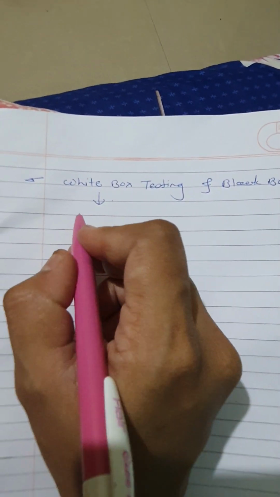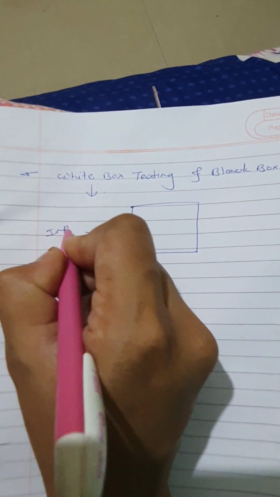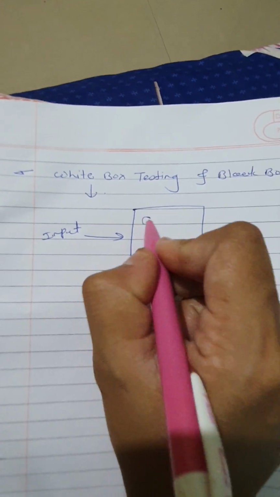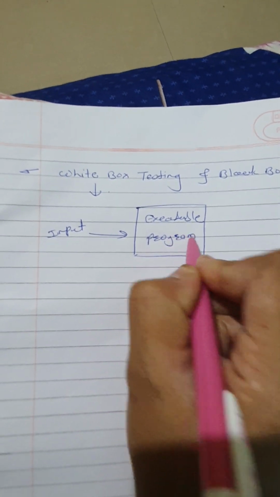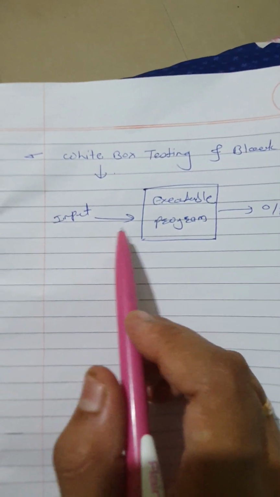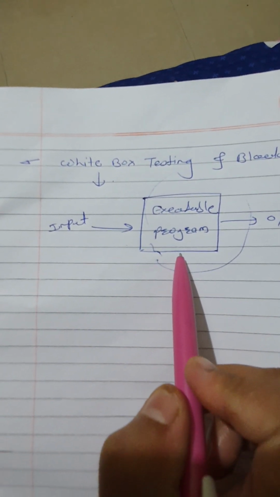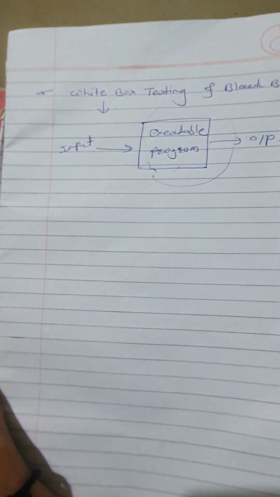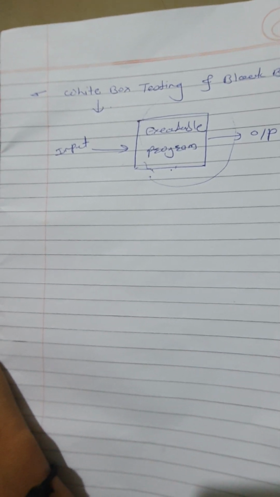White box testing means, suppose this is the input. This is your executable program. Executable program means source code, and this is the output. White box testing plays a major role in this particular block, meaning the executable source code or executable program. So white box testing is one type of testing used to identify errors, gaps or missing requirements.